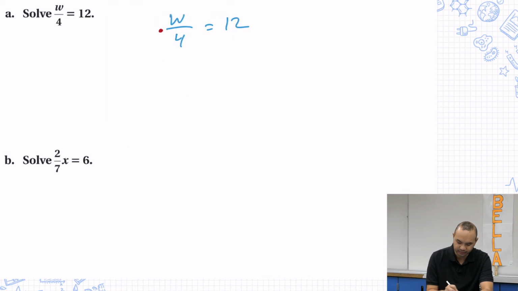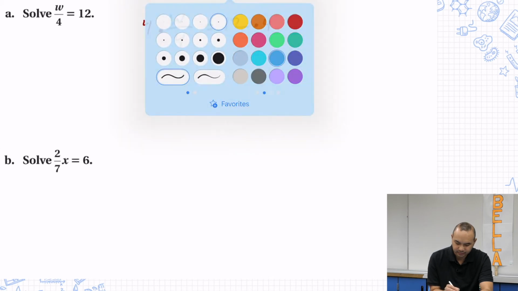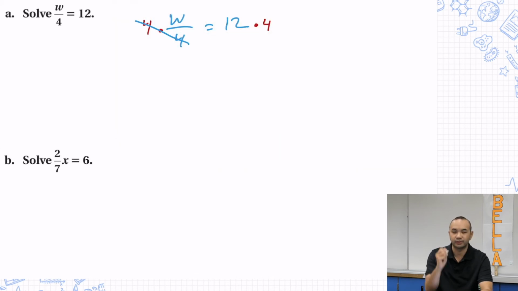I'm going to multiply by 4 on the left side and multiply by 4 on the right side. It doesn't matter if I show it like here or on the other side. This is fine. And then you know that these cancel. 4 over 4 cancels because this is actually 4 over 1, right? So 4 over 4, they cancel. This is w equals 48.